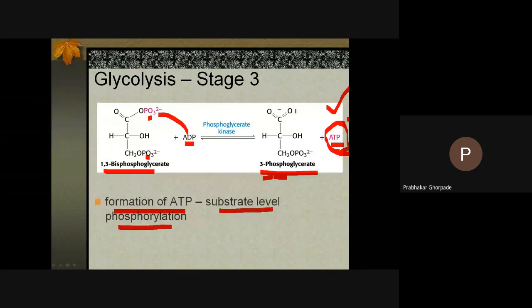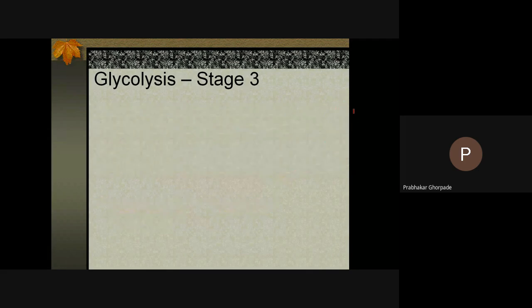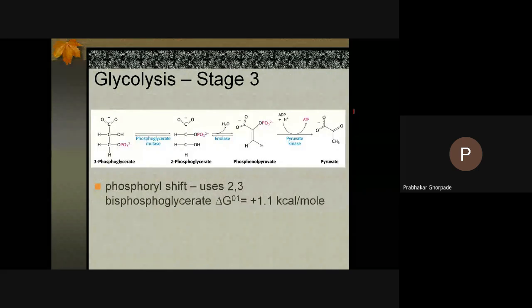If somebody asks what is an example of a chemical reaction of substrate level phosphorylation in glycolysis, you have to say 1,3-bisphosphoglycerate gets converted into 3-phosphoglycerate in the presence of ADP and with the help of phosphoglycerate kinase. So this phosphoglycerate kinase reaction is the substrate level phosphorylation reaction of glycolysis. Here we are getting substrate level phosphorylation. This ATP molecule has formed directly in this process.